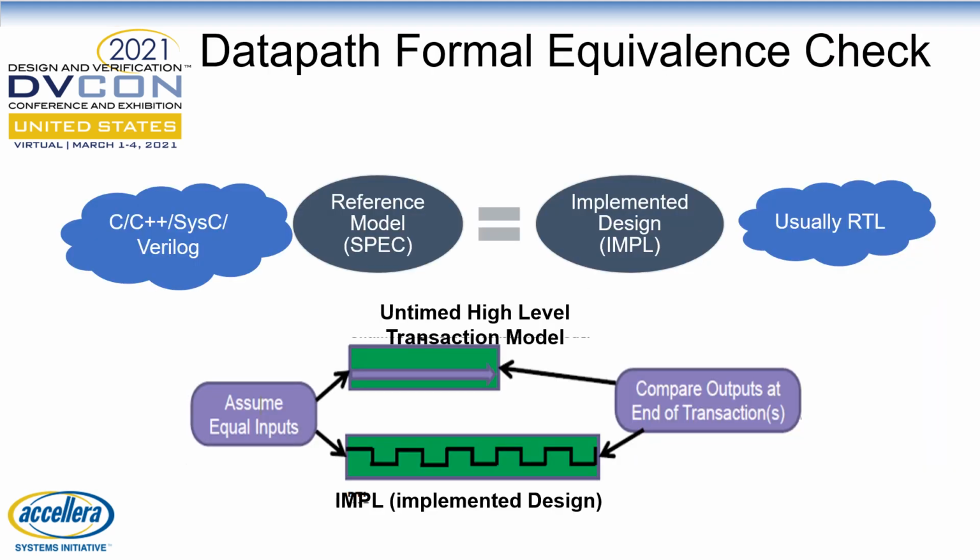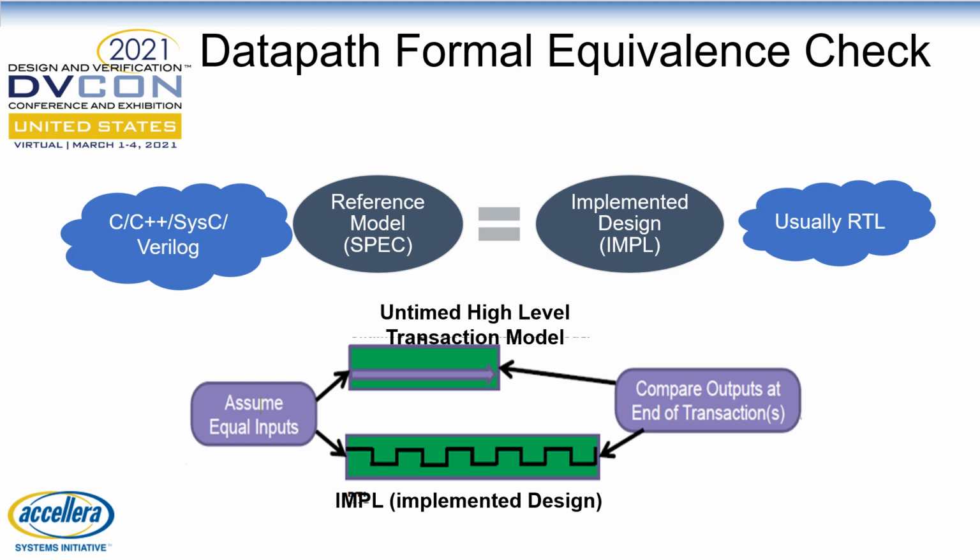This slide represents how traditional datapath formal verification is done in the industry so far. So we have a reference model, the specification model on the left-hand side, which we consider golden. It could be a C, C++ or a SystemC high-level model, or it could be a Verilog model which is more straightforward than the implementation.